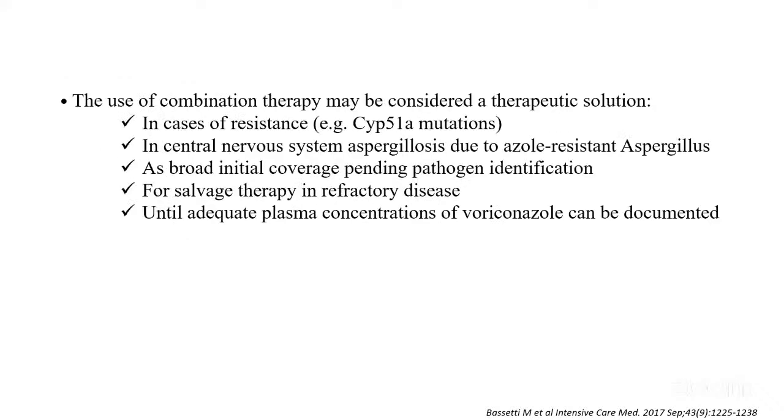The use of combination therapy may be considered in cases of central nervous system aspergillosis, in resistance due to azole resistance, for broad initial coverage pending pathogen identification, for salvage therapy in refractory disease, and until adequate plasma concentration of voriconazole can be documented.